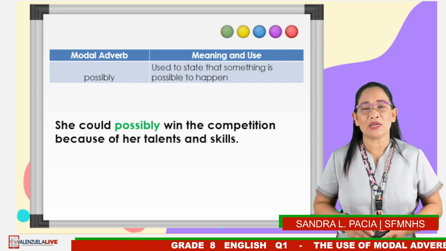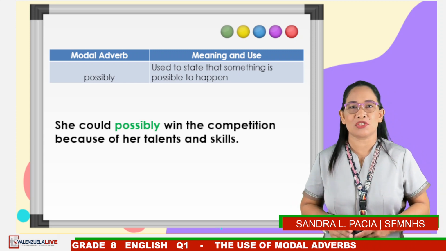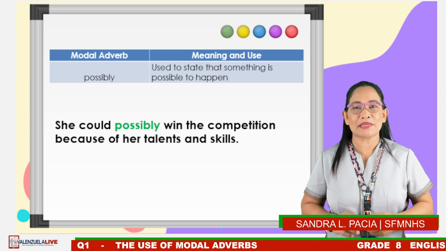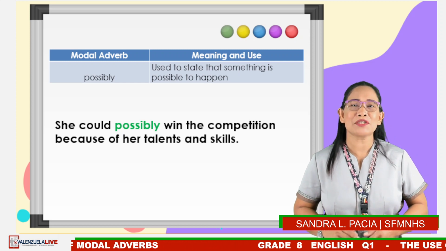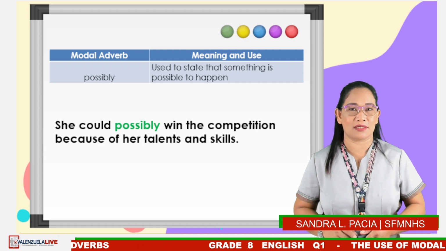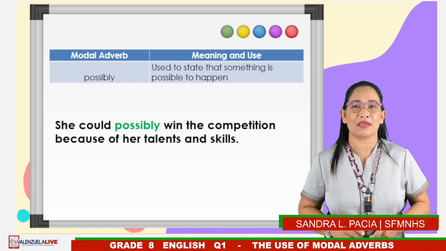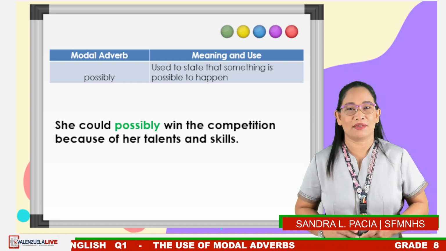Let us take a look at this sentence. She could possibly win the competition because of her talents and skills. The modal possibly is used to show that winning is possible because of the person's talents and skills. So, possibly is used to state that something is possible to happen, and it modifies the verb win.